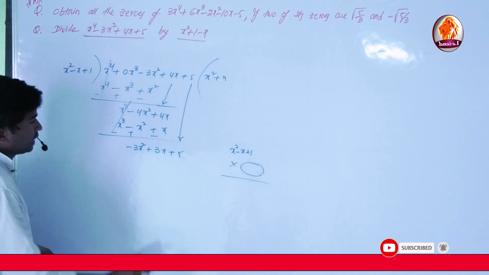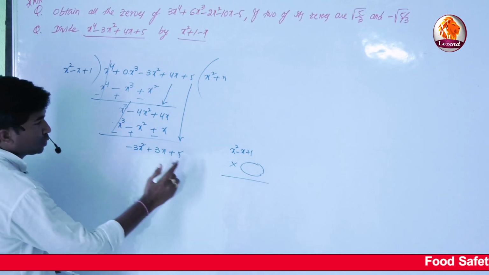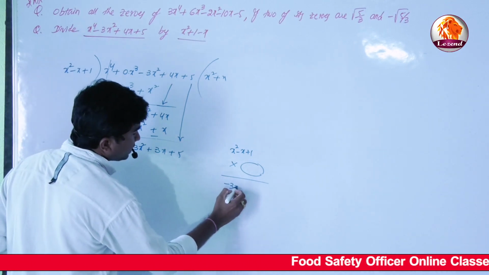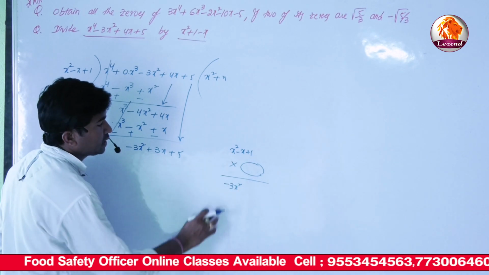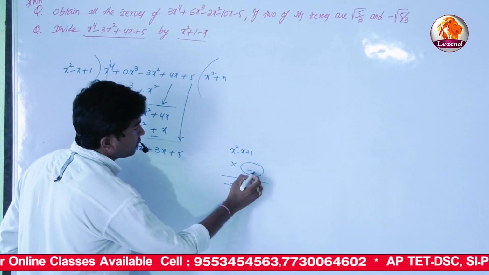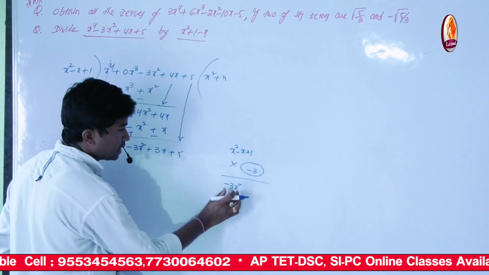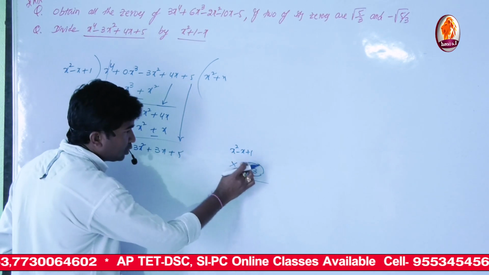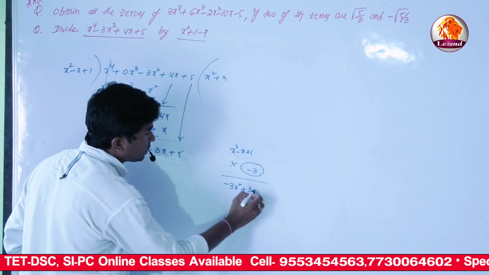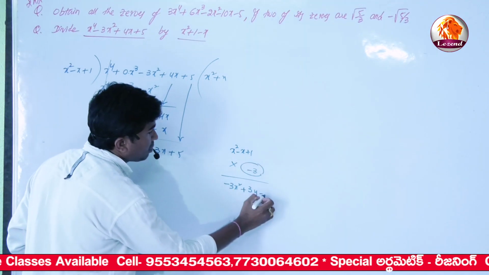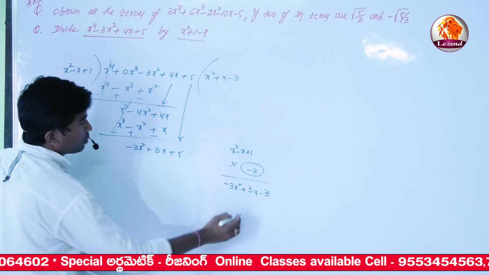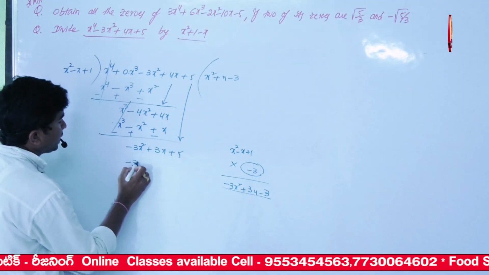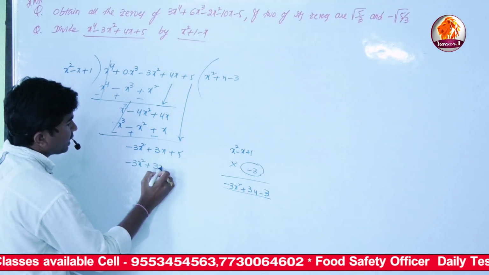Now take out again. In this case our target is minus 3x square. Now we already have the x square term, so only take the variable x, just the coefficient minus 3. So minus 3 into x square is minus 3x square. Minus 3 into minus x is plus 3x. Minus 3 into plus 1 is minus 3. Now the quotient term is minus 3, and the result is minus 3x square plus 3x minus 3.